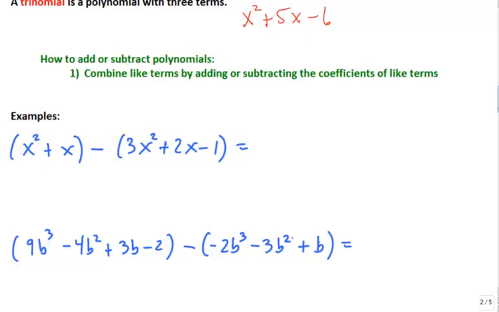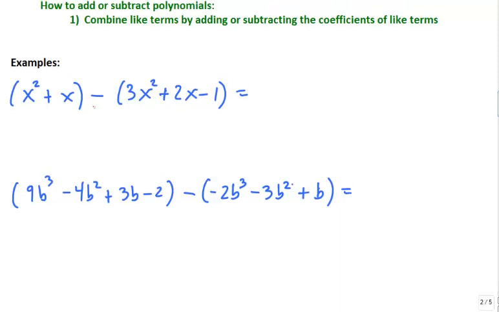So, for example, if I have x squared plus x minus the quantity 3x squared plus 2x minus 1, the very first thing that I want to do here is make sure that I distribute this subtraction across to every term in this second set of parentheses. So I'm going to take a step here to distribute my negative. And in this first polynomial right here, there's no coefficient in front, there's no negative, there's no constant out front. So these parentheses really aren't even necessary. So I could just rewrite this as x squared plus x. I don't even need those parentheses at all.